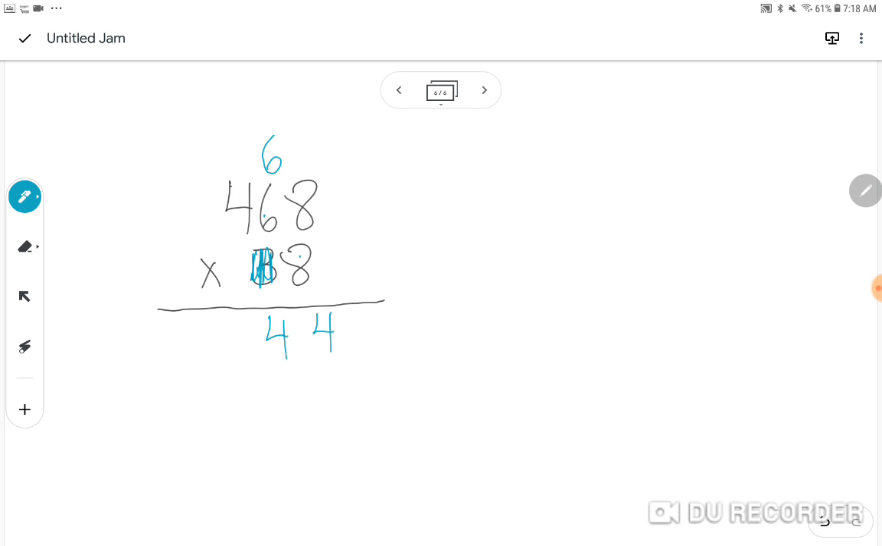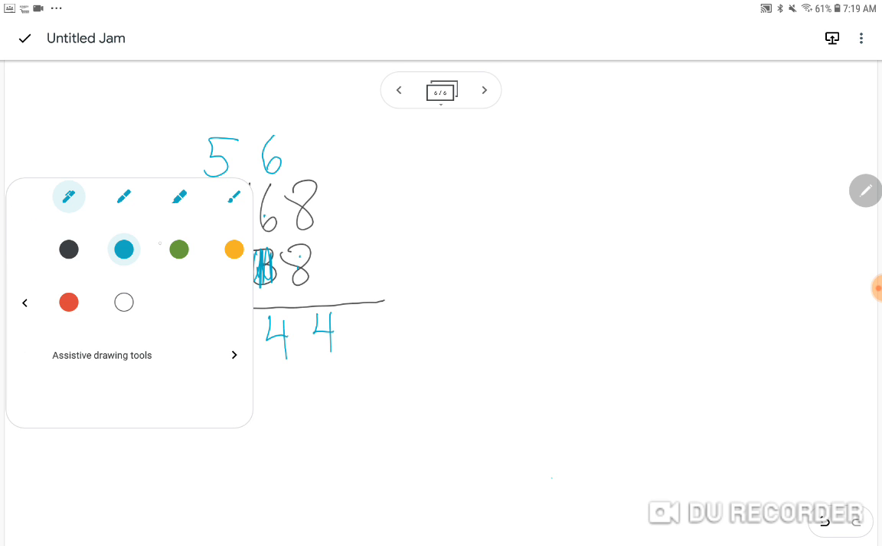I put down the 4, carry the 5. 8 times 4, the hardest, 32, 33, 34, 35, 36, 37. Check your top row. It should be 3,744. Very satisfying when you erase on this thing. Look at that. All right, let's switch colors.